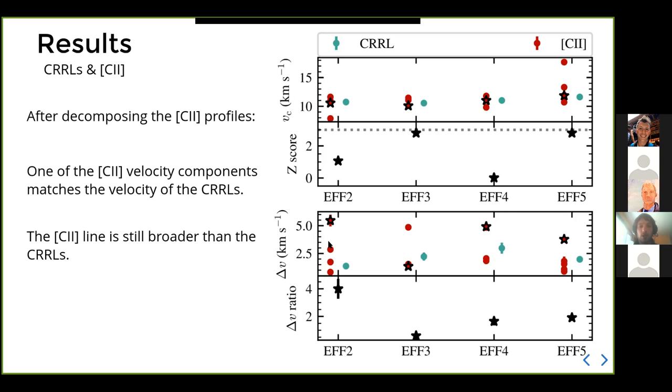And down here we show the line width for all the velocity components in C+ and the recombination lines. And we take the ratio between the component that is closest in velocity with respect to the radio recombination line. In this case, we see that there's a factor of 4 larger, and in this case, a factor of 2 broader, the C+ line. So even though there are multiple velocity components, the C+ line is still broader. So this tells us that there's something else. It's not just the fact that the C+ is tracing many things along the line of sight, but also it's likely to be optically thick.